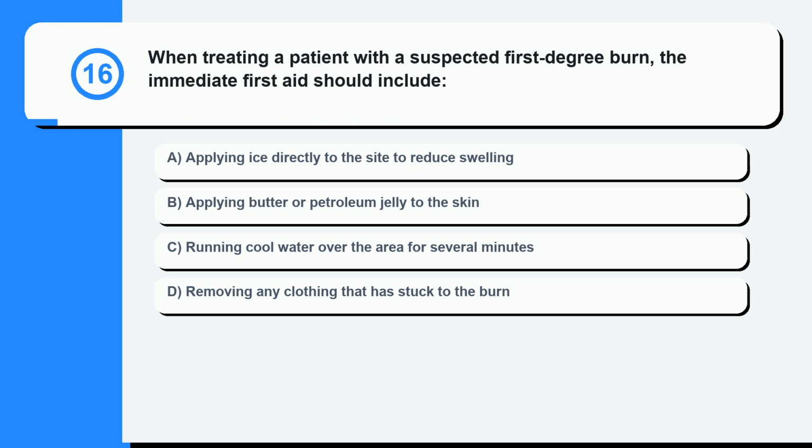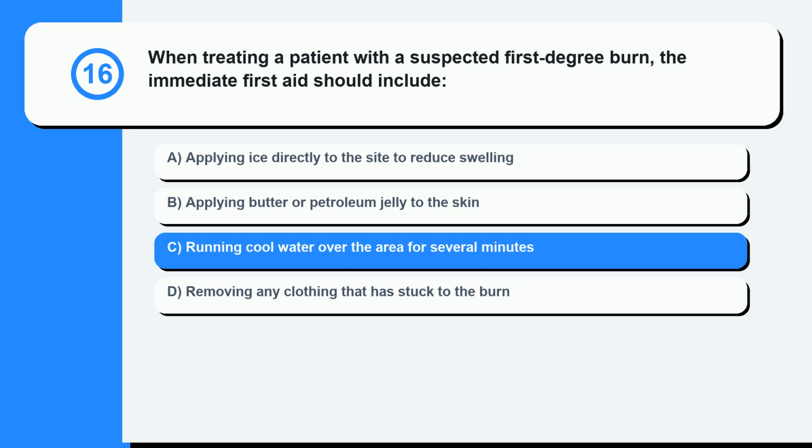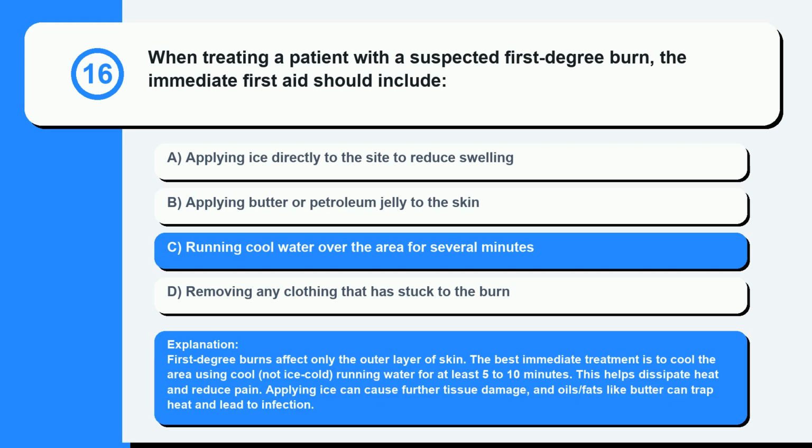Question 16. When treating a patient with a suspected first-degree burn, the immediate first aid should include A. Applying ice directly to the site to reduce swelling. B. Applying butter or petroleum jelly to the skin. C. Running cool water over the area for several minutes. Or D. Removing any clothing that has stuck to the burn.